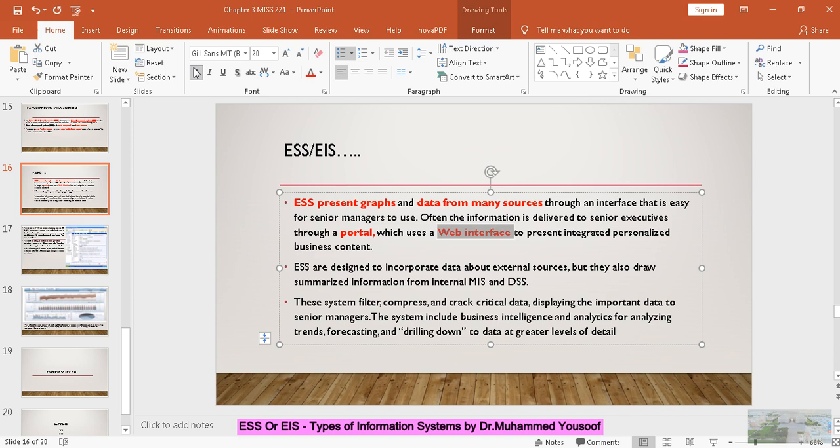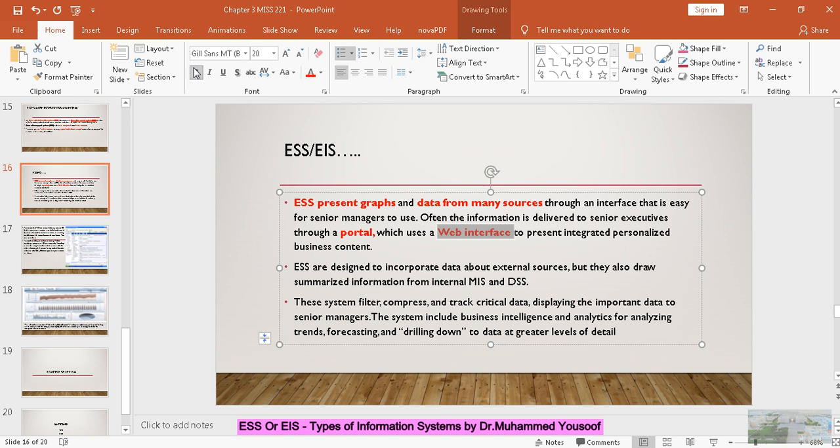So that means most of the time this system is coming to you with a user interface, and it is launched for access by everybody in the senior management as a portal. Portal means any software that is launched into the web, and it can be accessed through a web interface. What is a web interface? How do we communicate with the web? We are communicating with the web using something called web browsers. Web browser examples are Google Chrome, Firefox, Internet Explorer, and many more.